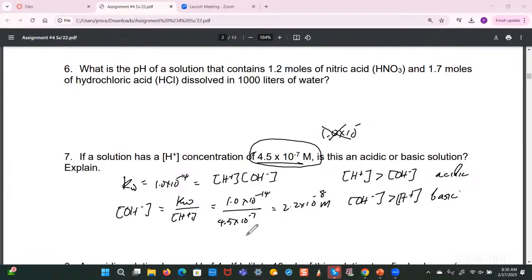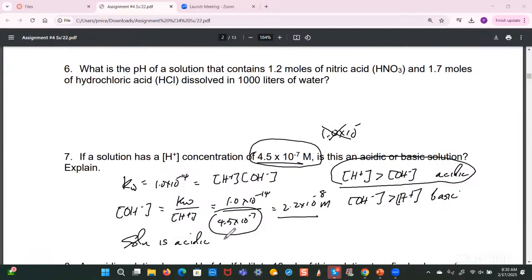M. So you're right about the fact that the solution is acidic, because when you compare the 4.5 times 10 to the minus 7 to the 2.2 times 10 to the minus 8, that tells you that the concentration of H plus is greater than the concentration of OH minus. So therefore, the solution is acidic, since the concentration of H plus is greater than the concentration of OH minus. There's another way of looking at it, but I'll get to that later on. But this is one way of doing it, which is just as correct. Any questions about this?